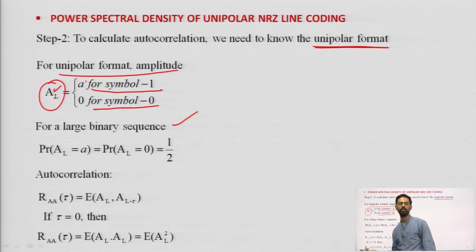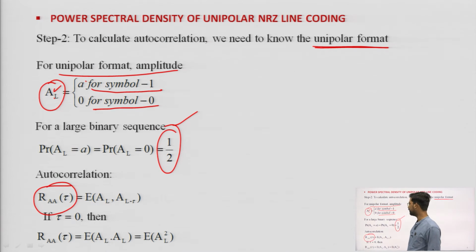That is nothing but half. The probability of getting symbol 1 is half, and the probability of getting symbol 0 is half, because only two symbols are there. That's why this is half. Now autocorrelation: we already know from previous lectures that autocorrelation is the same signal compared with the same signal. What is the relation between the same signal with a time difference? So R_AA of tau equals the expectation of the amplitude multiplied by the amplitude at the shifted time.